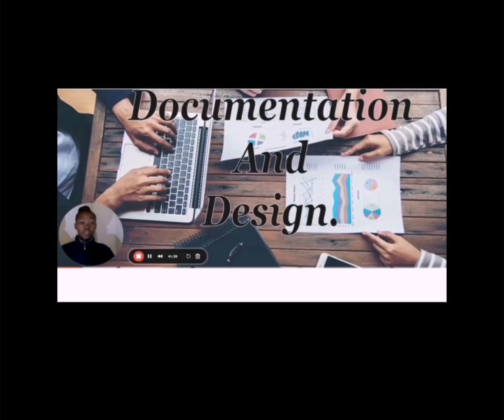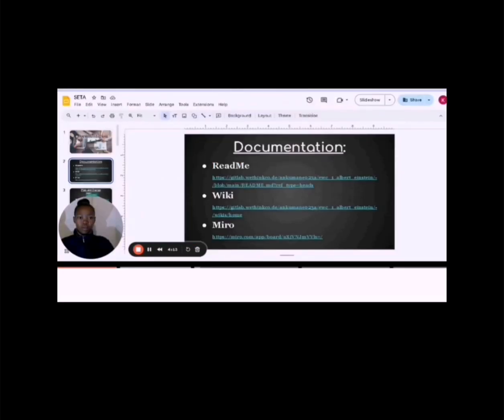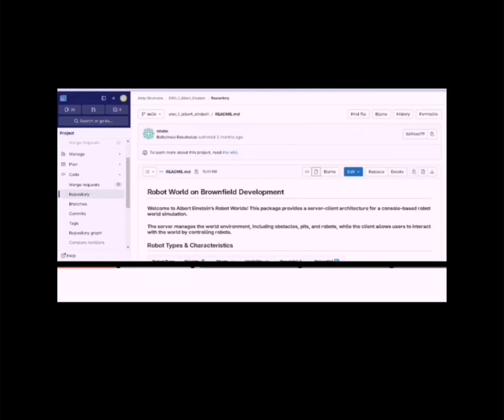I'm going to be taking you through the documentation and design plan that we had for this project. So the documentation that we had for this project is that we had a README file, we have a wiki page, and we also used the Miro board to plan and show the overview of the project. So I'm going to go ahead and take you through our README and our wiki page.